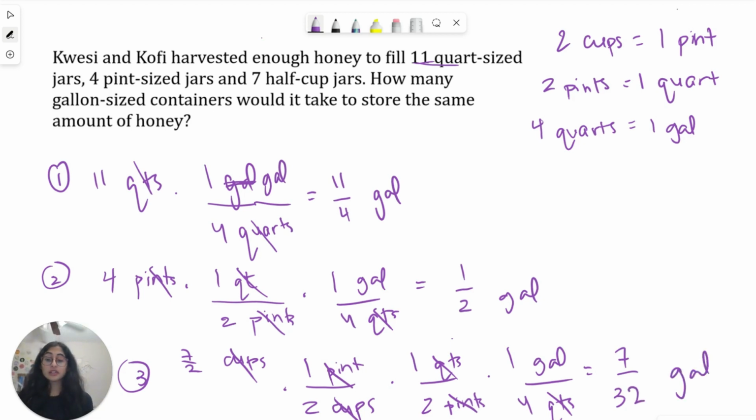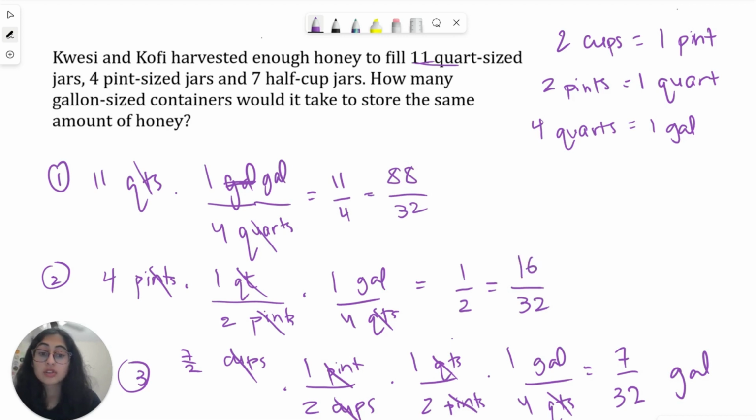Okay, perfect. So now let's combine all of these to see how many gallon containers this requires in total. Since this is in 32nds and it doesn't simplify, I'm going to turn everything else into something over 32. We multiply our denominator by 8 to get to 32, so we also multiply our numerator by 8 to get the equivalent fraction. In this case, we're multiplying our denominator by 16, so our top will also be 16. 16 over 32 is also equal to 1/2. Now adding all of these together, 88 plus 16 is 104, plus 7 is 111. So all of these add up to 111 over 32.